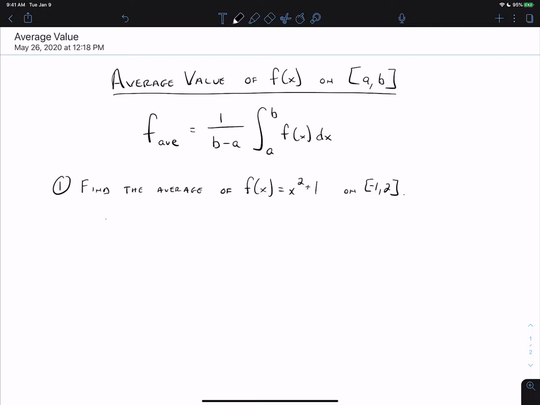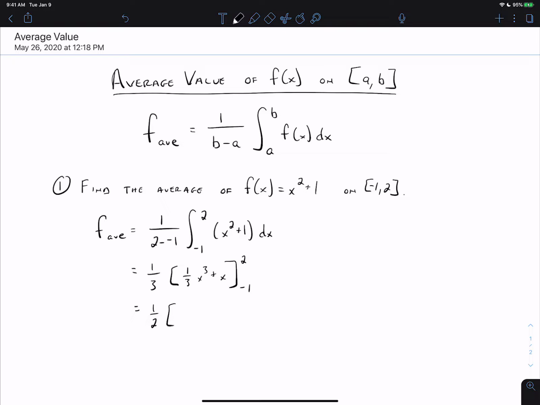We just plug things in, so we get f average is equal to 1 over 2 minus -1 times the integral from -1 to 2 of the function x squared plus 1 dx. To do that, we just simplify 1 over 2 minus -1 and get 1/3. We do the antiderivative of x squared plus 1. That's 1/3 x to the third plus x. And we evaluate that from -1 to 2.